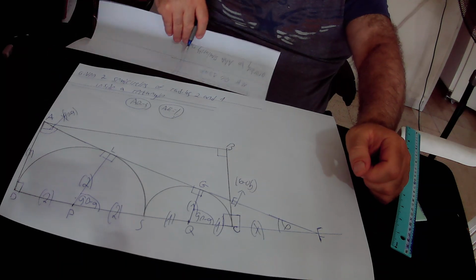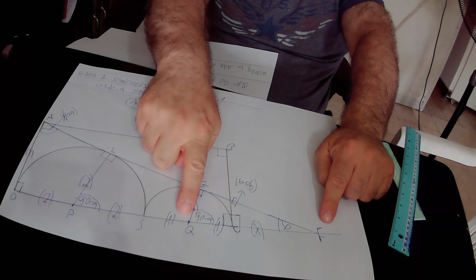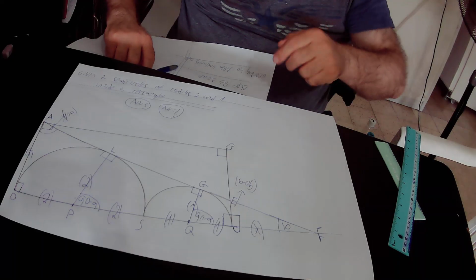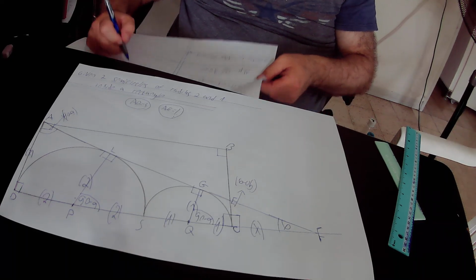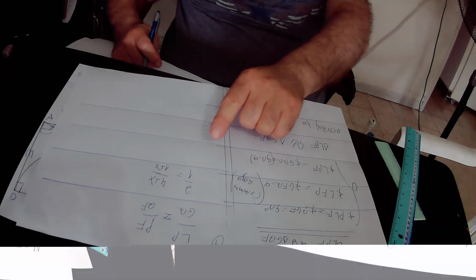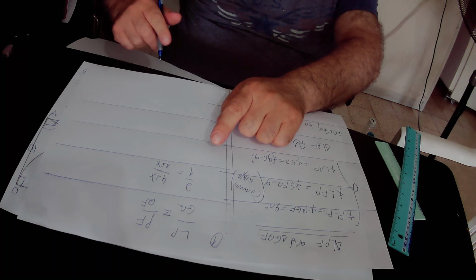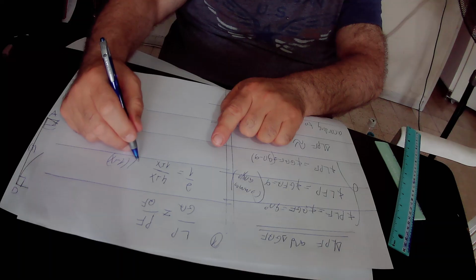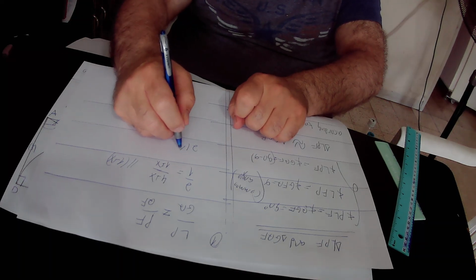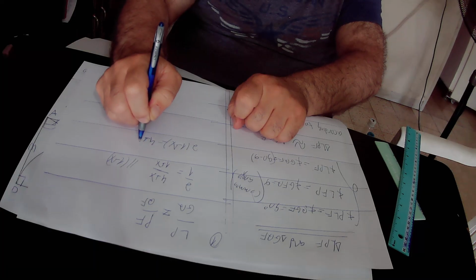Over QF. What is the length of QF? QF in total equals 1 plus x. So we shall know that 2 equals 4 plus x over 1 plus x. Here we multiply this equation by 1 plus x and we get that 2 times 1 plus x equals 4 plus x.